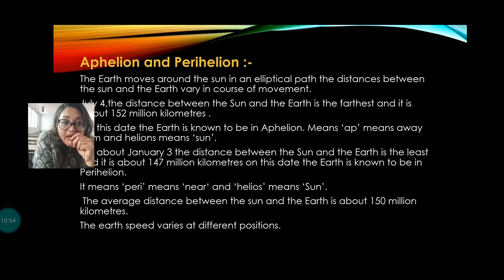And January 3, at that time the distance between the Earth and sun is the least, only 147 million kilometers, and Earth comes very near to it. So this particular date is known as the perihelion. Peri means near and helios means sun.